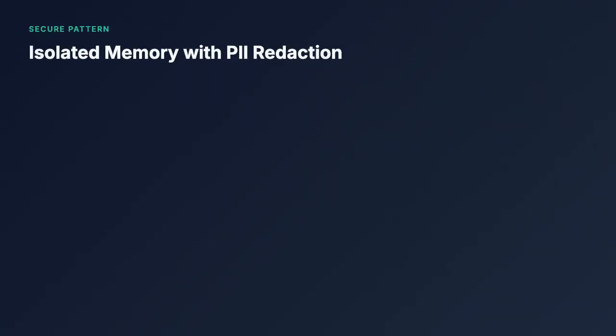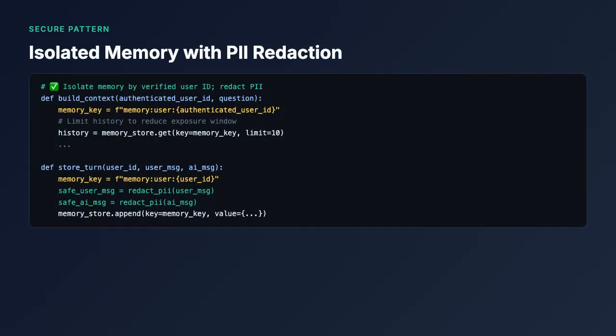Here's the secure pattern with 3 key elements. First, namespace all memory keys by a verified server-side user ID, never a user-supplied string. The memory key uses the authenticated user ID from the server, preventing cross-user key collision. Second, limit history. Only load the last n turns to reduce the exposure window. Third, redact PII before storing.